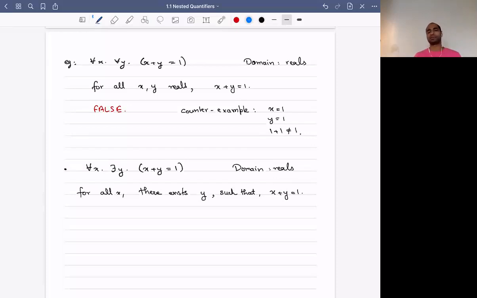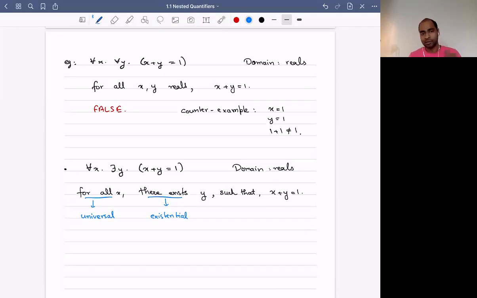The book gives a very nice way of thinking about this. The way you think about this is like a two-person game. The first person playing the game is the first quantifier, and the second person playing the game is the second quantifier. So here we have a universal quantifier, and here we have an existential quantifier.